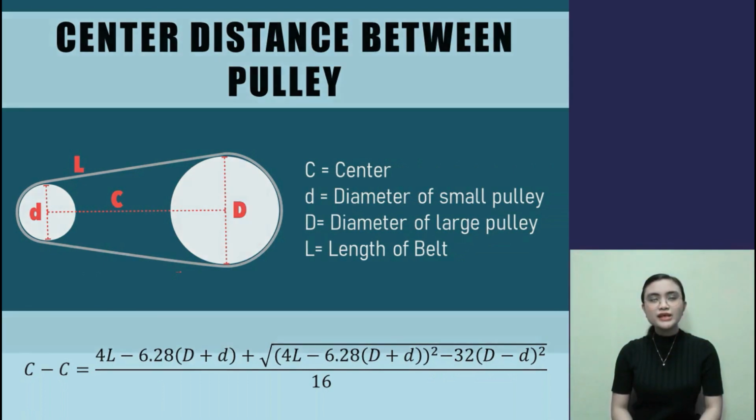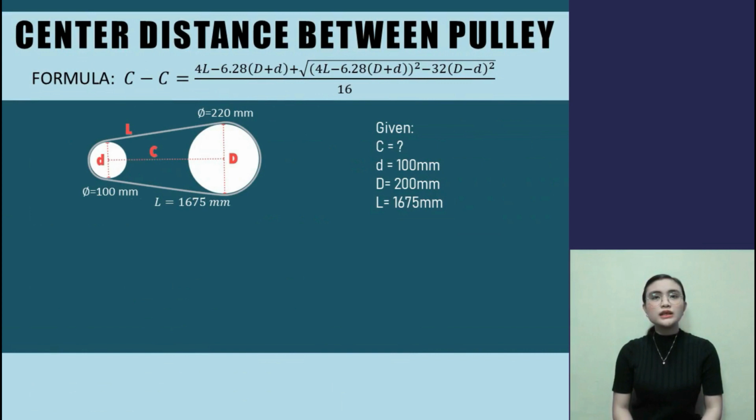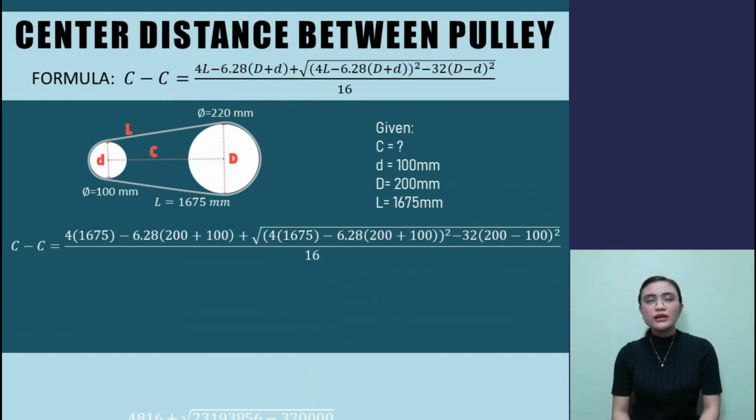For example, in this problem, the diameter of small pulley is equal to 100 millimeters, and the diameter of large pulley is equal to 200 millimeters. The length of the belt is equal to 1,675 millimeters. So we're looking for the center to center distance. By using the formula, we would substitute the given.